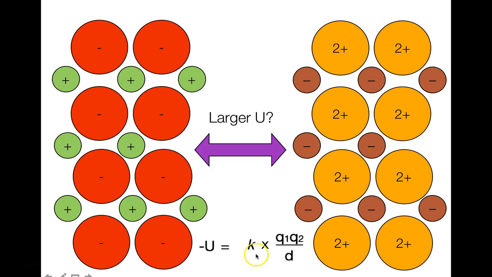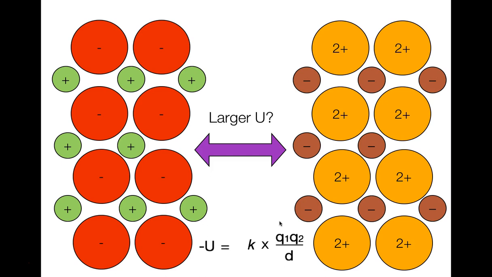So if we look at our expression for lattice energy, distance for both of them will be the same. Kappa might be different, but we don't know. So we're going to look at the major differences between the magnitude of the charges. So next we notice that the compound on the left has a +1 cation, so those are the green circles, and a 1- anion, so those are the red circles, right?